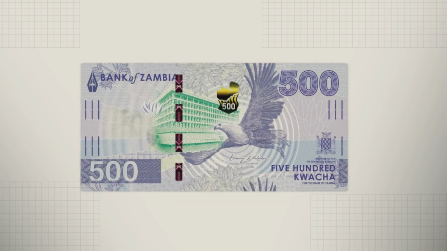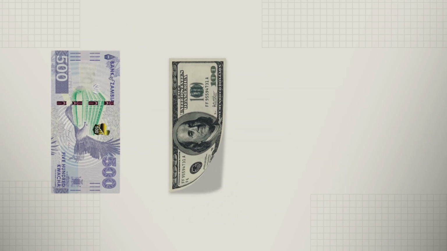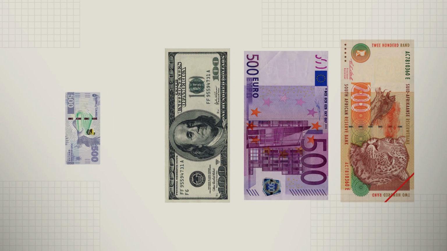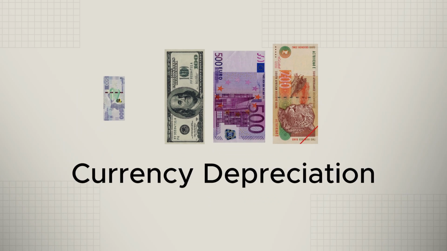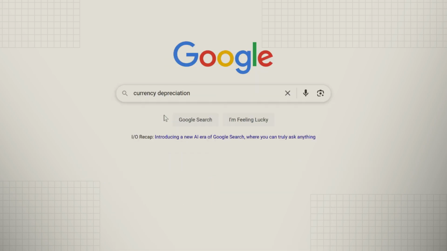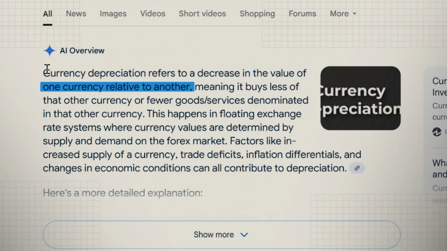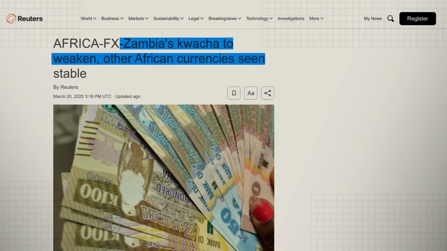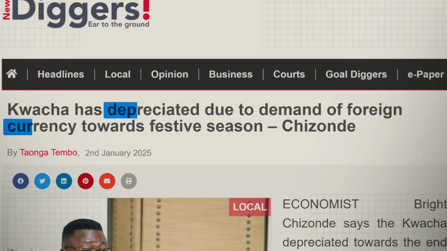When you compare the Zambian Kwacha to other major currencies like the US dollar, the euro, or even the South African rand, it always falls short in value. This is what is called currency depreciation, which is the decrease in value of one currency relative to another. And there are many reasons why the Zambian Kwacha also falls short. But in this video, we're looking at how trade deficits affect the value of the Zambian Kwacha.